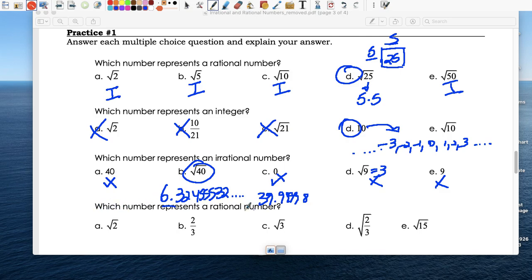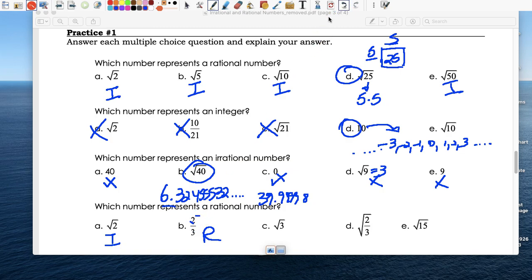Which number represents a rational number? Well, square root of 2 is irrational. 2 over 3 is rational. Right? It's a fraction. So remember, if you can express a number, write a number as a ratio of two integers, then it's a rational number. And this it is.